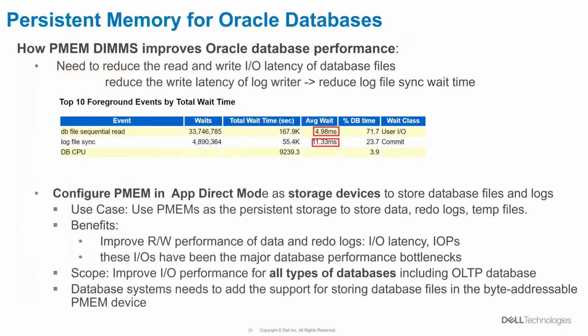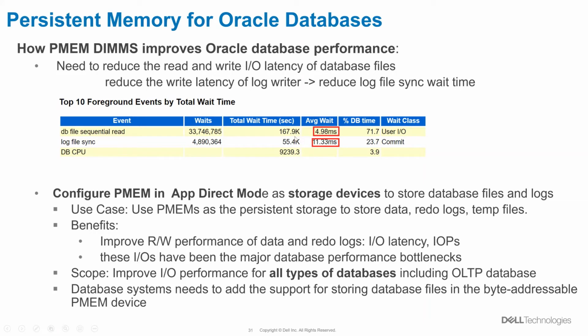So let's take a look at specifically why we need that for Oracle database. Just repeating what I mentioned: in a lot of OLTP databases, if you look at the AWR report, especially for high-workload application databases, you will see huge I/O wait. In this example, there is almost 5 millisecond I/O wait for read, and the I/O wait for the redo log writer is even higher, almost 11.5 milliseconds.